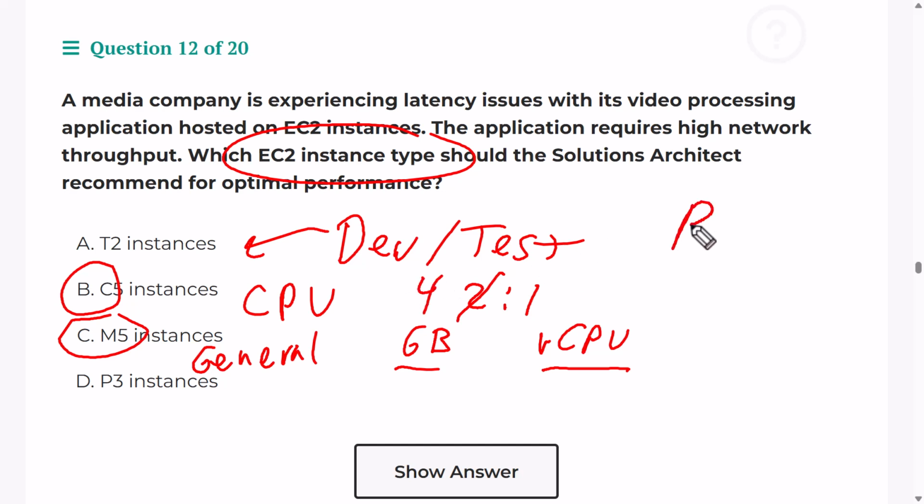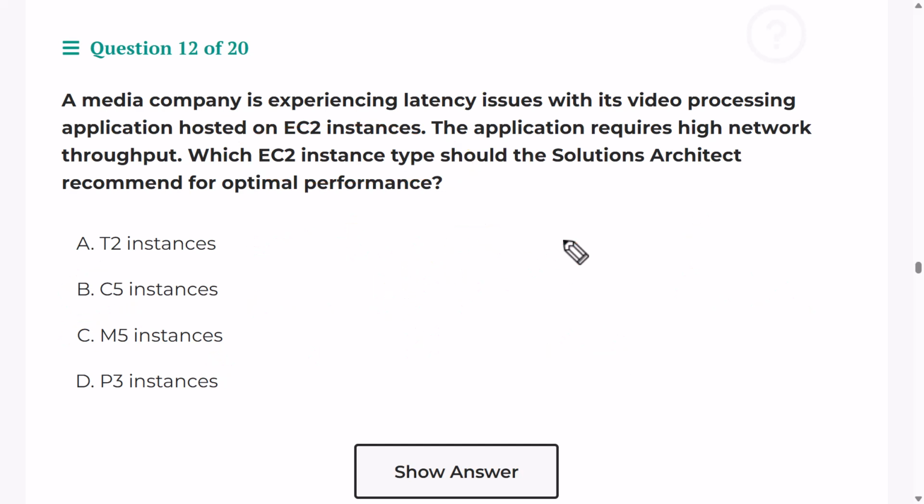And the R family, you can think about RAM when you see R family, are memory optimized. They have 8 gigabytes of RAM for every virtual CPU. So you can see that at a 2-to-1 ratio of RAM to CPU, C5 instances are relatively CPU heavy. A good choice for applications that need a lot of CPU power, but not as much memory.